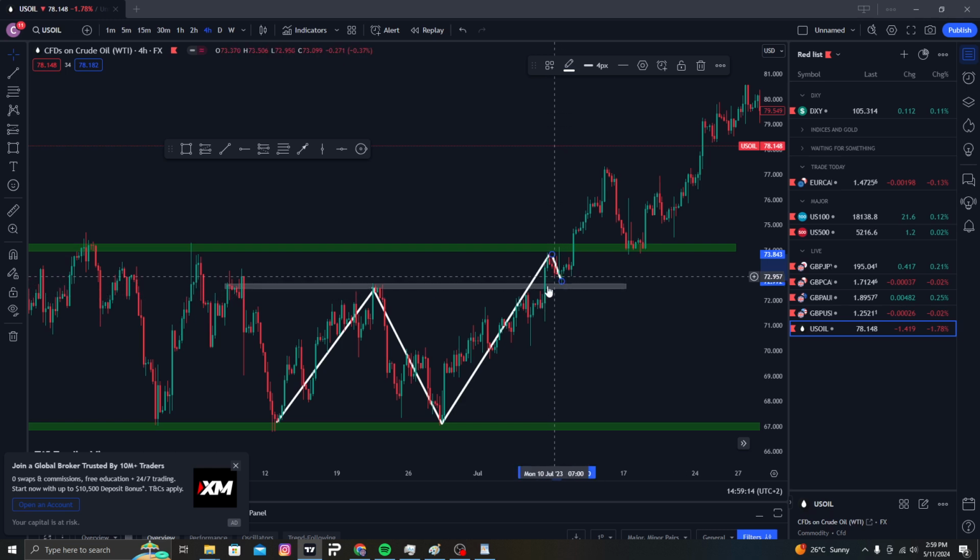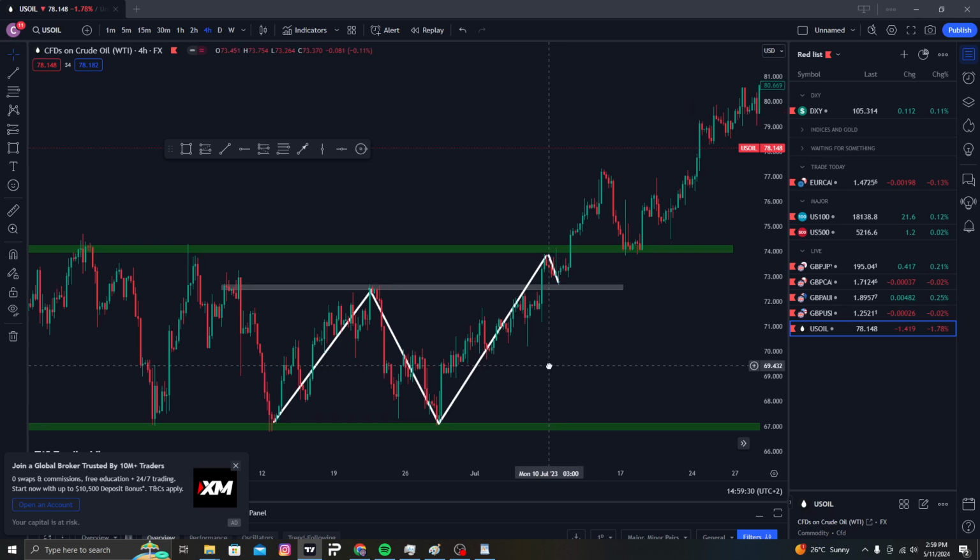Do you understand this point, guys? This is our new support right now, because basically price is struggling to break beneath it. Just put a W if you understand, because I want to go further.